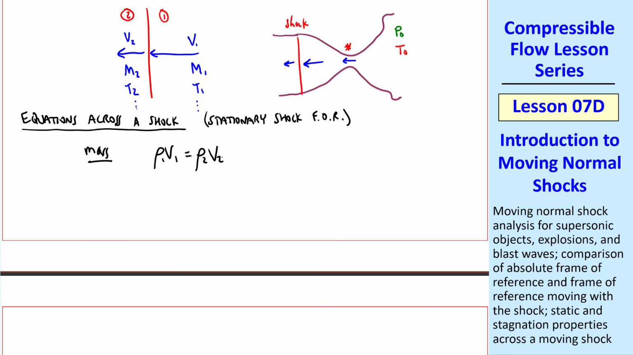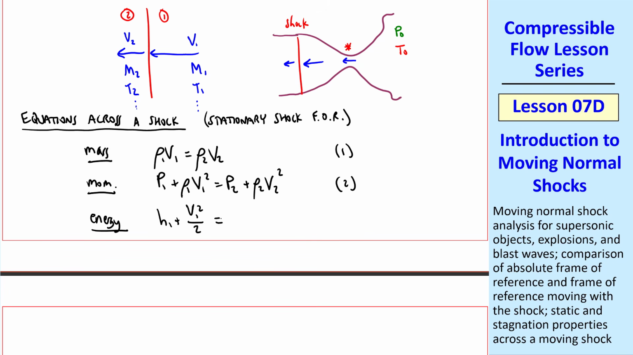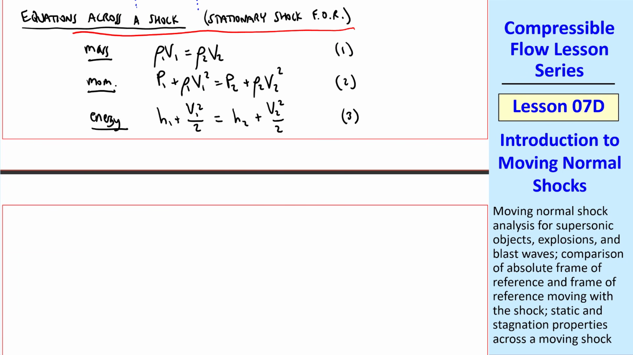Conservation of mass, ρ1 V1 is ρ2 V2. We'll call this equation 1. The momentum equation, p1 plus ρ1 V1 squared equals p2 plus ρ2 V2 squared, equation 2. And conservation of energy, h1 plus V1 squared over 2 equals h2 plus V2 squared over 2, equation 3. These are the equations that we've used many times already, again valid for a stationary shock frame of reference.